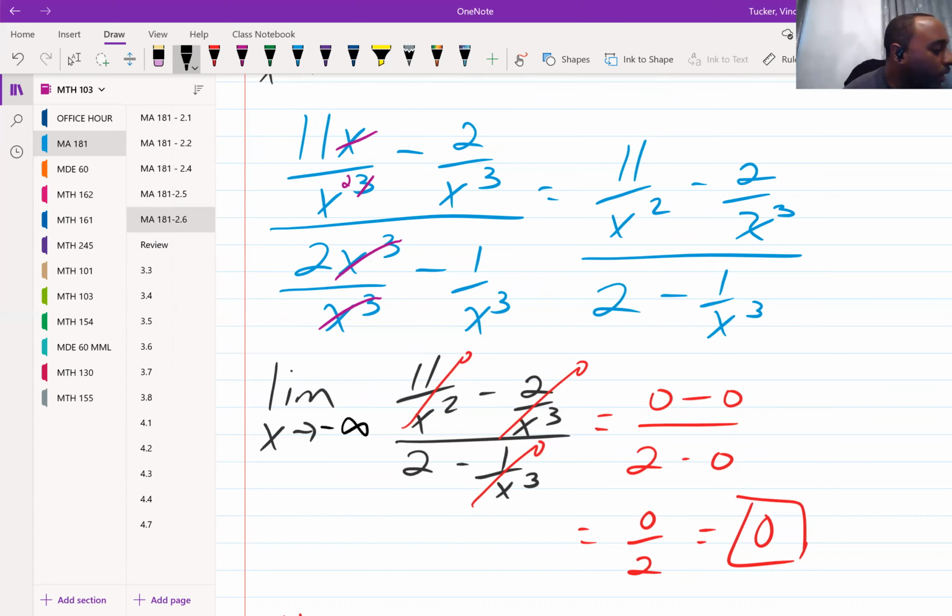But we do not want infinity over infinity. We don't want 0 in our denominator. We have different scenarios that will cause us to have to manipulate the problem in order to be able to solve. But it's okay to have 0 in your numerator, just 0 over a number, that's fine.